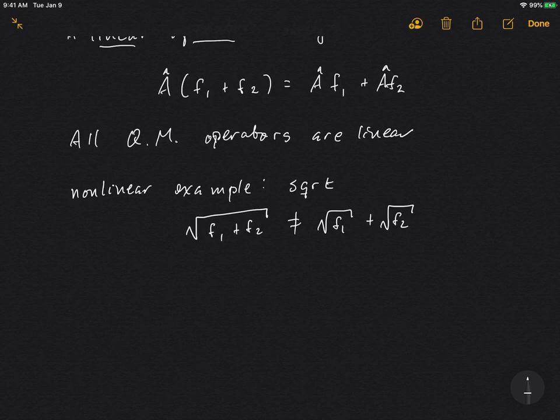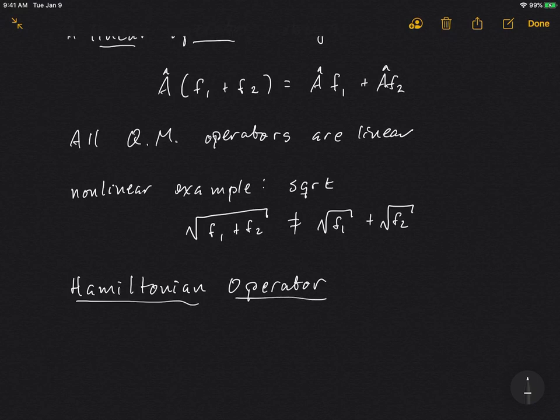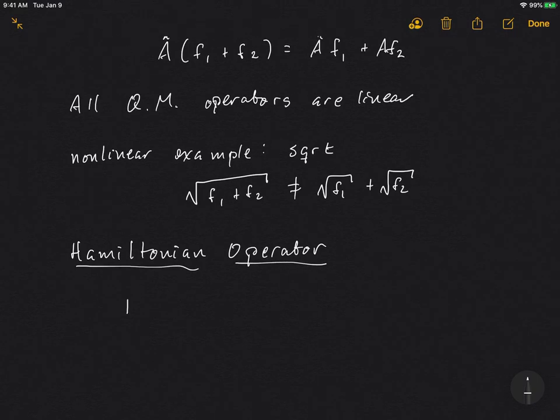Here's one kind of operator that we've seen already. And that's the Hamiltonian operator. This is a very important operator in quantum mechanics. It's given by H, again with the caret. And H is equal to minus h bar squared over 2m del squared plus V.